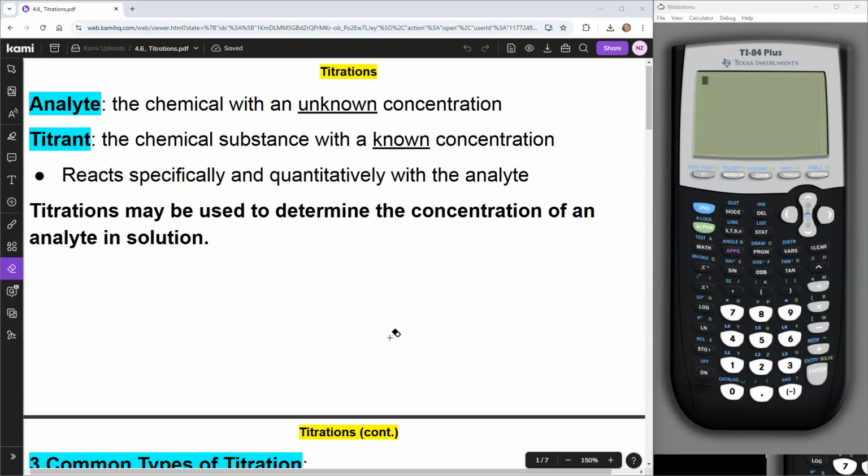So you have a substance where you have an unknown concentration that you're trying to figure out, and then you have a substance with a known concentration that you're going to use to determine the concentration of the analyte.